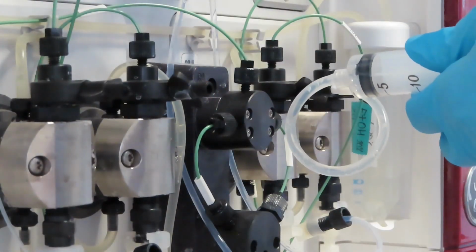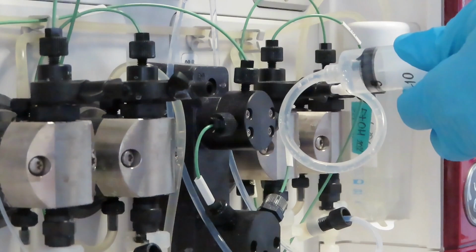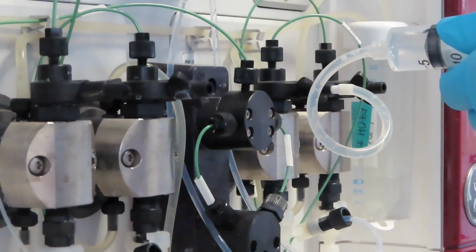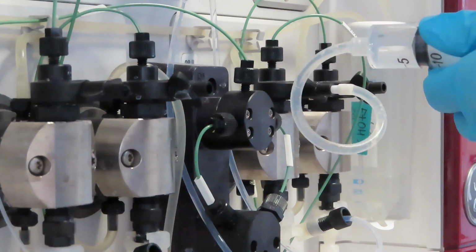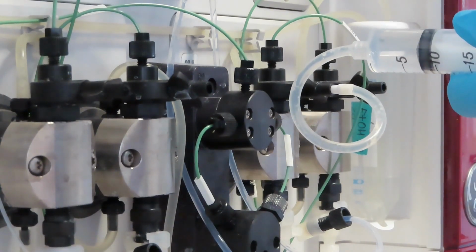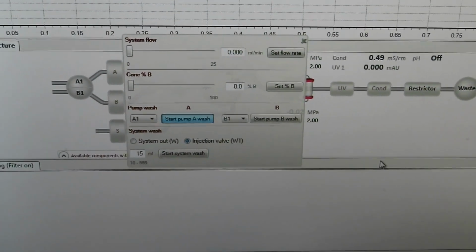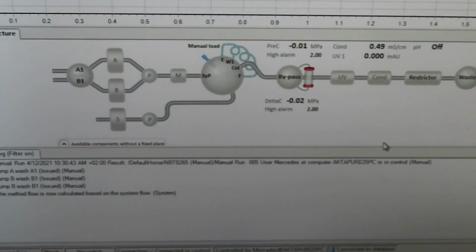Inside the whole system and columns, there is a solution of 20% ethanol in order to prevent the growth of microorganisms. So the first step is to wash them with ultra-pure water and purge the pumps to avoid the entrance of air in the system. Once the ethanol is removed, a subsequent wash with binding buffer is performed in order to equilibrate the resin in the same buffer as the sample.